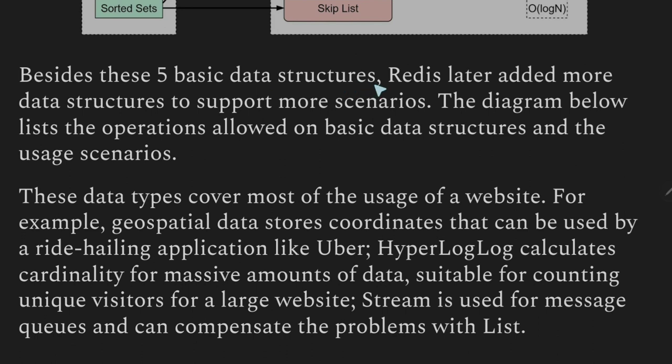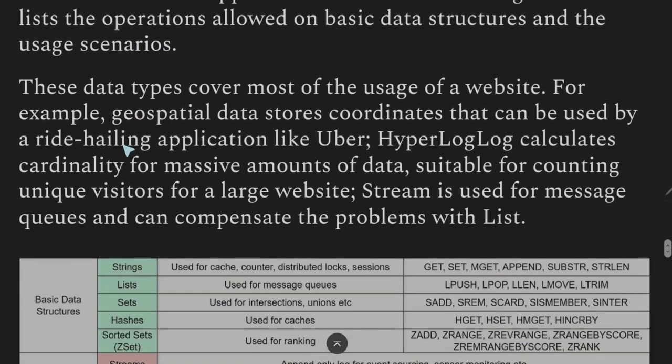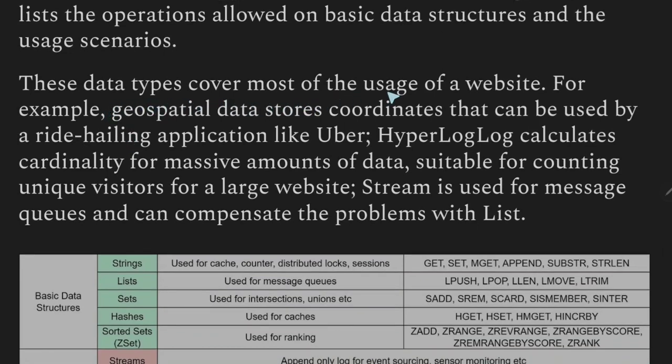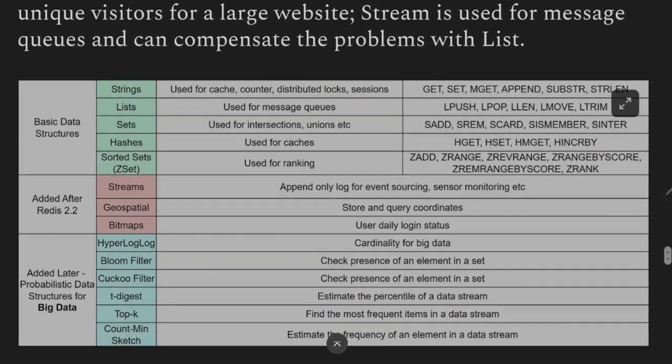Besides these 5 basic data structures, Redis later added more data structures to support more scenarios. The diagram below lists the operations allowed on the basic data structures and the usage scenarios. These base data types cover most of the usage of a website. For example, geospatial data stores coordinates that can be used by a ride-hailing application like Uber. HyperLogLog calculates cardinality for massive amounts of data, suitable for counting unique visitors for large websites. Stream is used for message queues and can compensate for the problems with list.